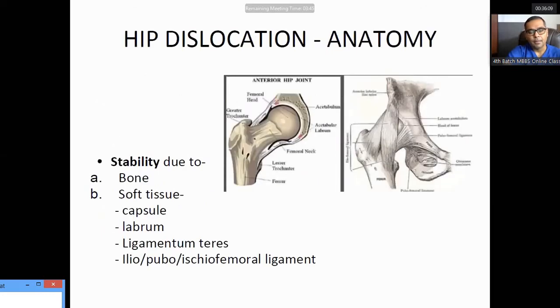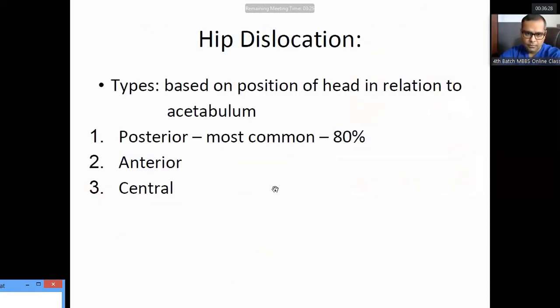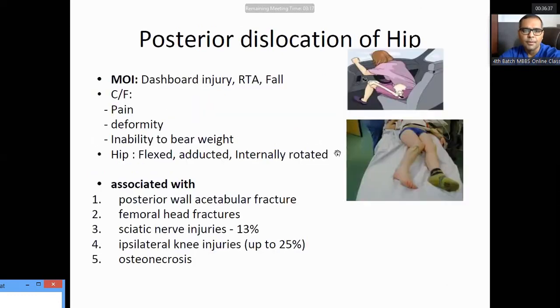Coming to the hip, it is a pretty stable joint because of the socket, acetabular socket, and the femoral head, capsule, labrum, ligamentum teres, iliofemoral, pubofemoral, and the ischiofemoral ligament. Like in this picture, you can see. Broadly, it has been classified into the posterior, anterior, and the central. The posterior, unlike shoulder, the posterior is common in hip.